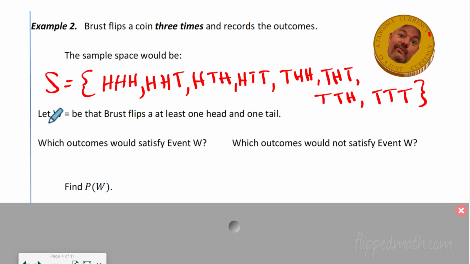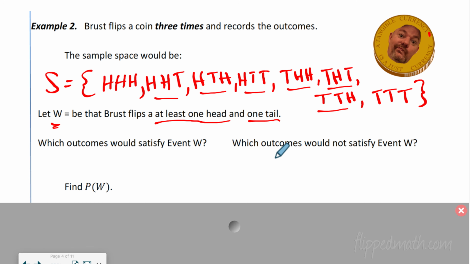So let's define W as Bruss flips at least, so here's the key, at least 1 head and 1 tail. So what I'm going to do is I'm going to go and I'm going to underline all of the outcomes that satisfy this. So which outcomes satisfy at least 1 head and at least 1 tails? This one's a no. This one's a yes. It's got 1 of each. That one's a yes. This one's a yes. This one's a yes. This one's a yes. This one's a yes. That one's a no.